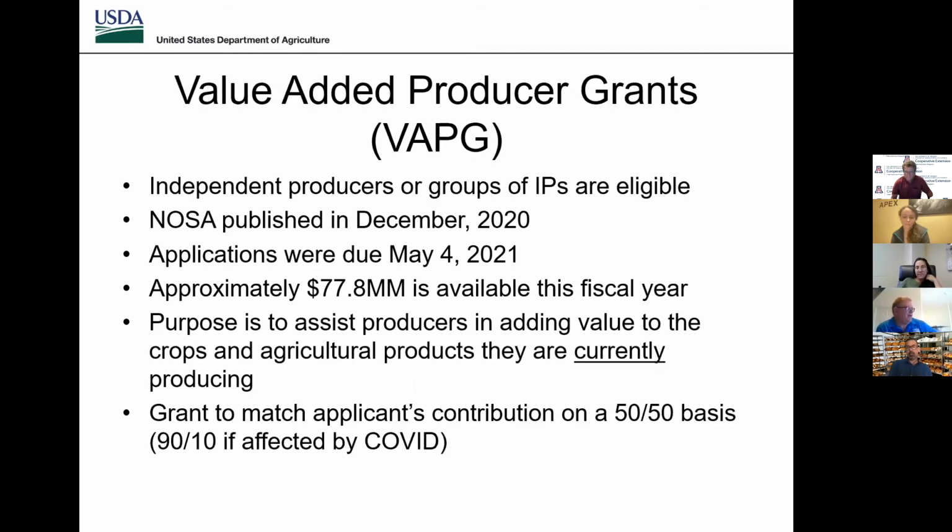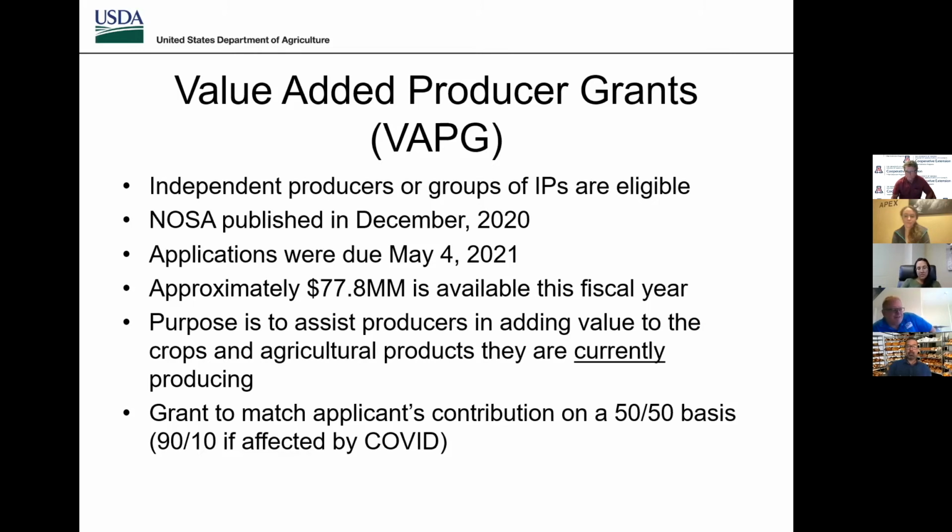Okay, value-added producer grants. These are grants to assist producers in adding value to the crops and agricultural products they are currently producing. Our NOSA was published in December of 2020. The applications were due May 4th. It's going to be about $77.8 million available this fiscal year.